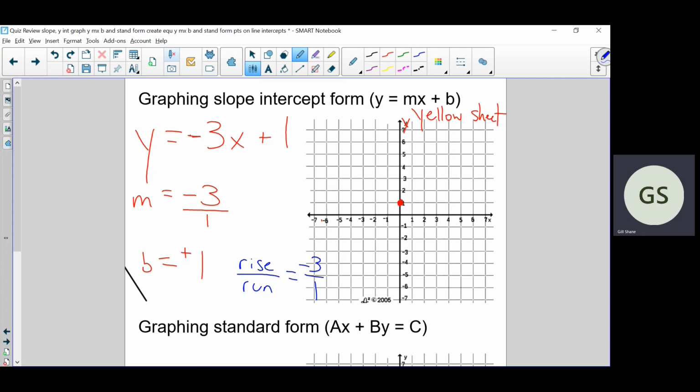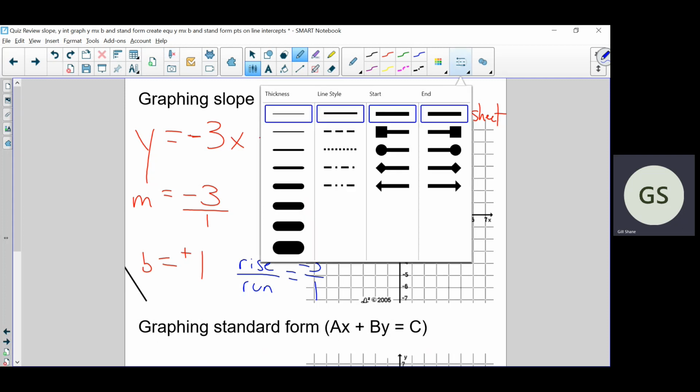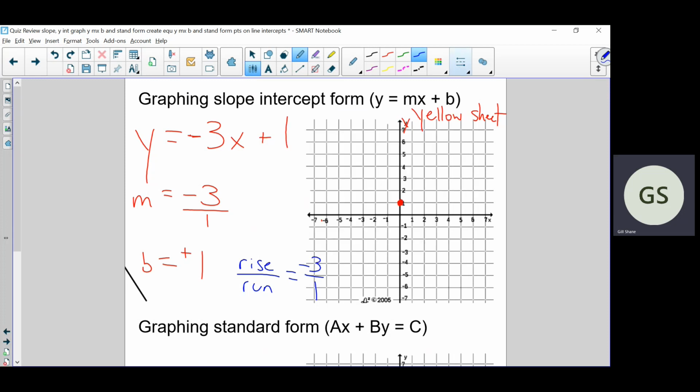Now it's a lot harder to mess up your run and your rise number, to flip them and go the wrong distance for the run and the wrong distance for the rise. I see it every single quiz, and I'll see it again. No doubt somebody's going to mess it up. Instead of going right 1, they're going to go right 3 or left 3 or something that's the wrong number. Guaranteed. It happens.